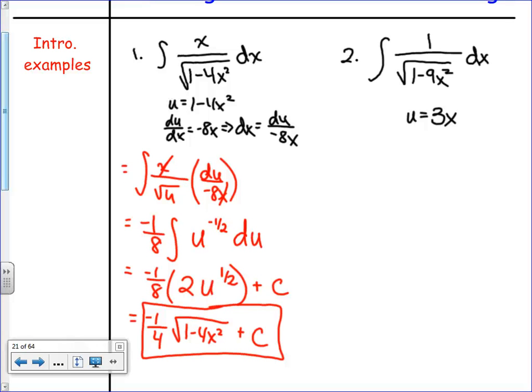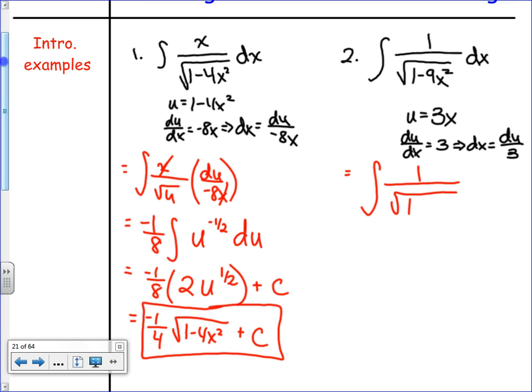How can I rewrite this if u is 3x? Well, wait, hold on. du/dx is equal to 3. dx is equal to du over 3. I'm not saying where I got it, I'm just saying it's true, and asking you to go on faith for just a little bit. Then we go plug in. And when we plug in, we get the integral of 1 divided by the square root of 1 minus, what is 9x squared in relationship to 3x?